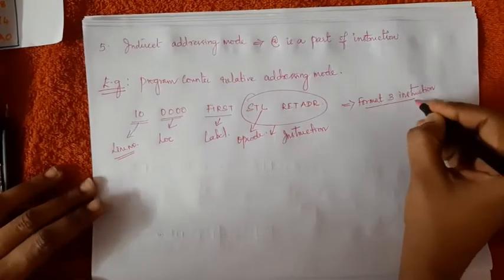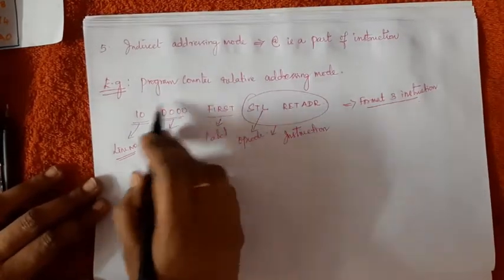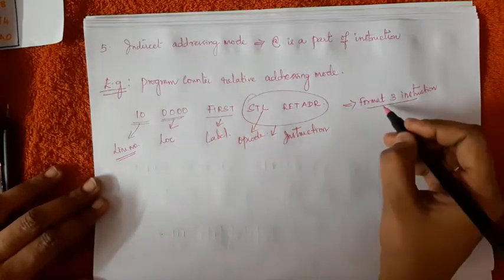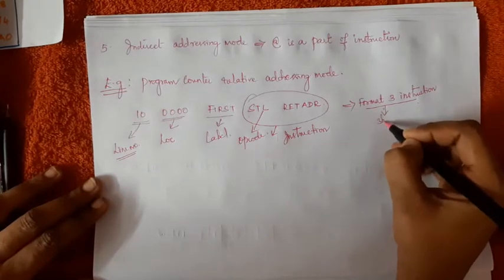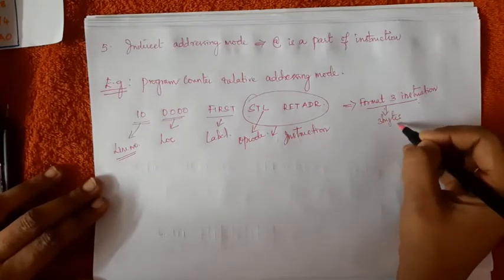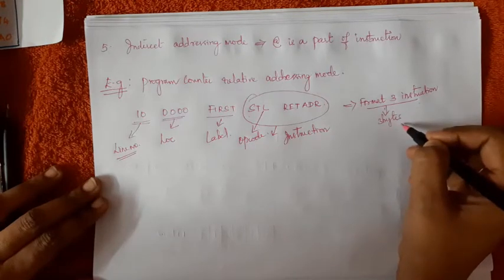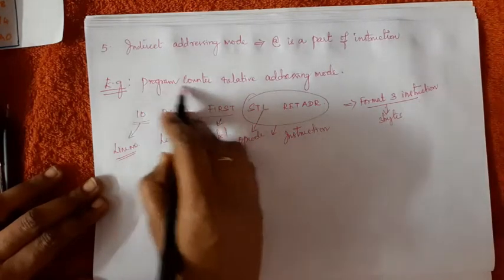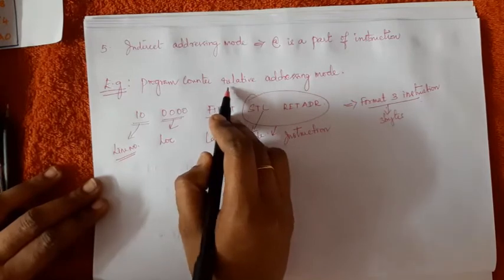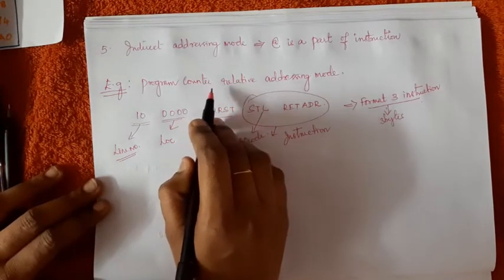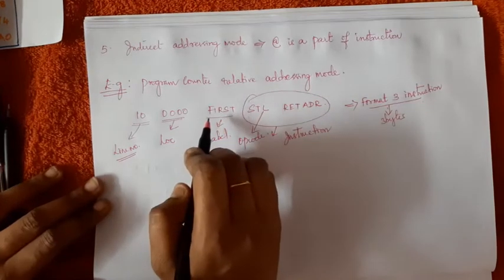Okay, now we start. The instruction starts at location 00. Format 3 instruction holds 3 bytes, so we have to move to the next location. That would be the address to be executed in the program counter. As we know, the program counter stores the address of the next instruction to be executed.